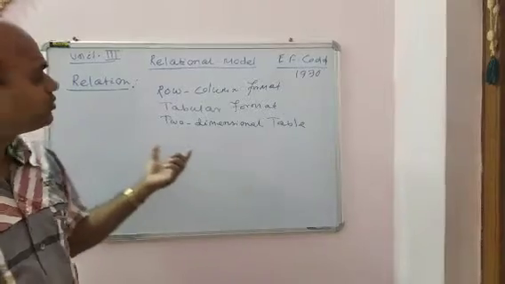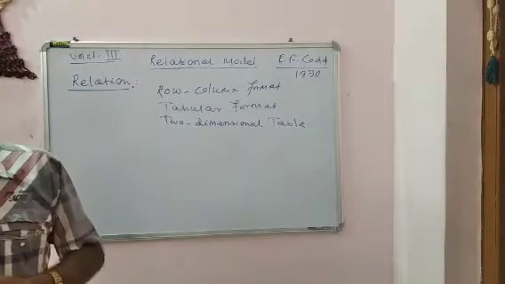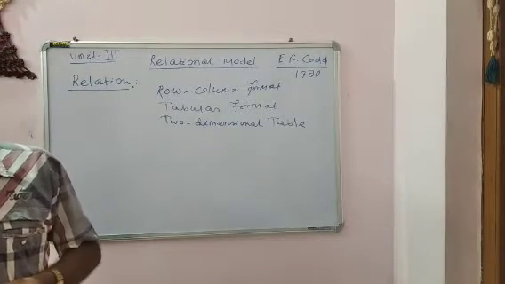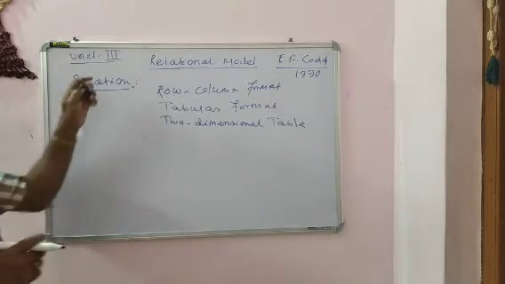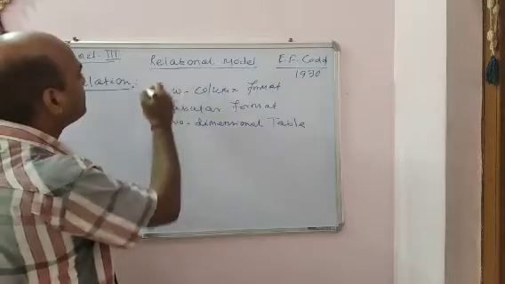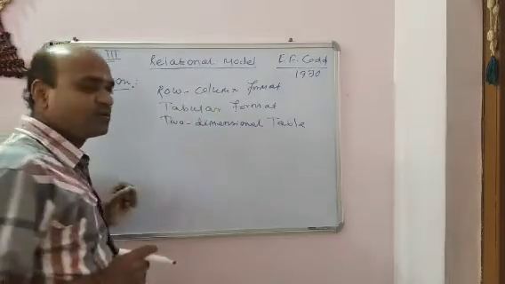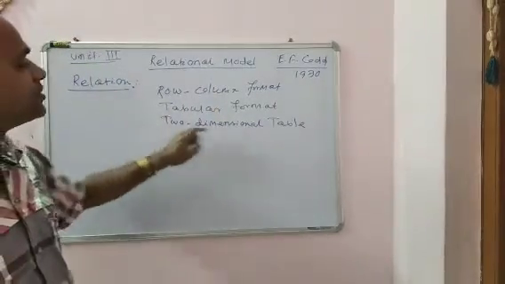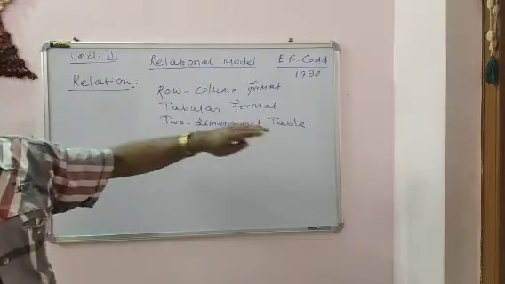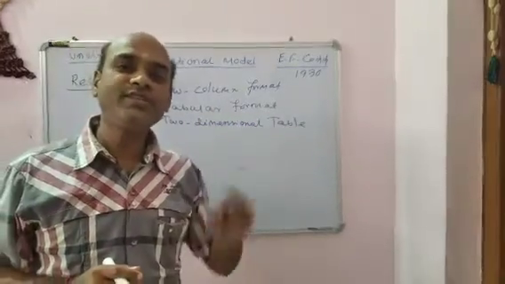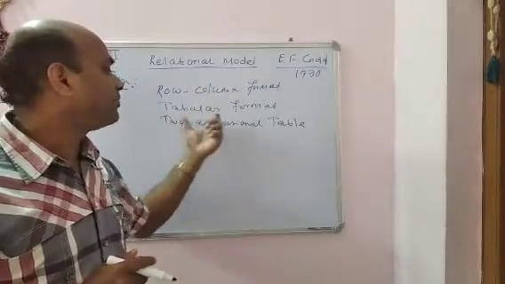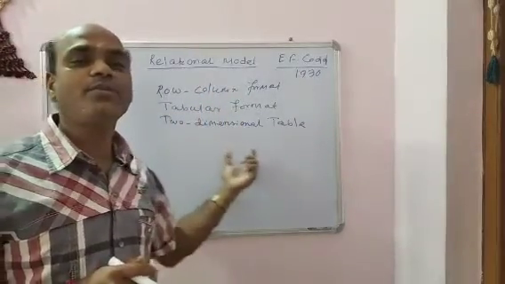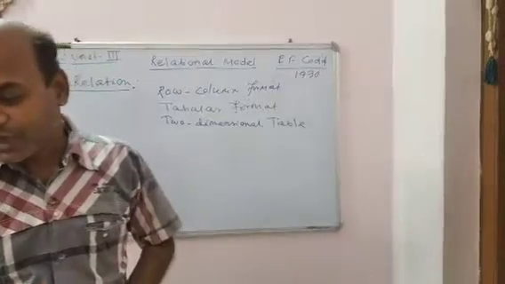Now let us go to relation. A relational database is a database consisting of a set of relations. So the relational model consists of a number of relations. A relation is a table, a two-dimensional table format where all data or values are stored in a specific row column wise or tabular format, also known as a two-dimensional table.